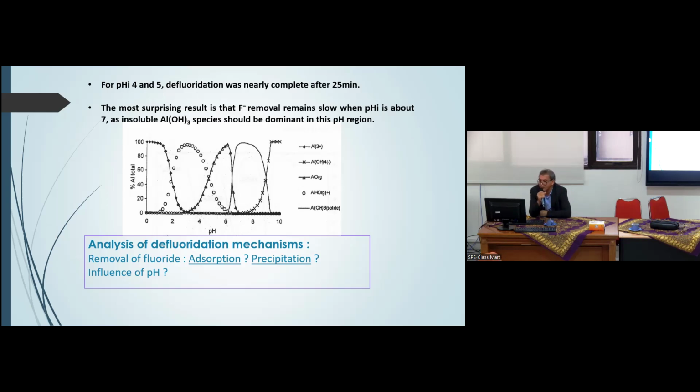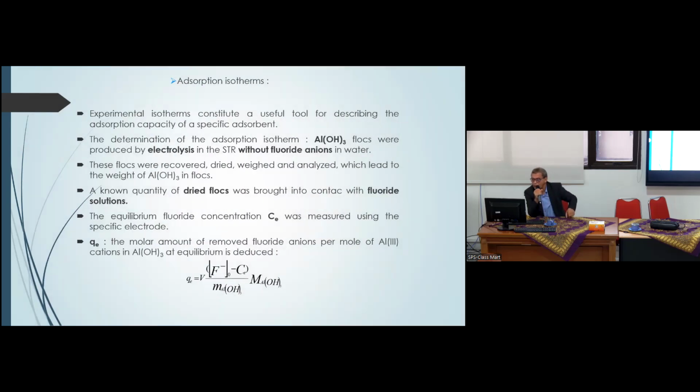So we analyze the diffusion mechanism and adsorption. We have the question: is it adsorption or precipitation? What is the influence of pH? Here we have the adsorption isotherm.